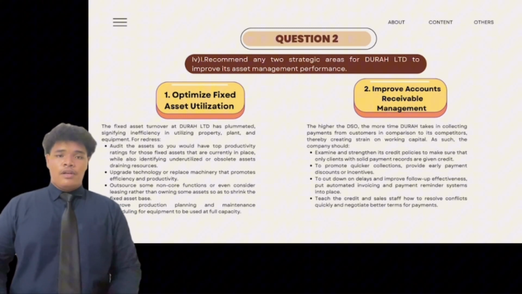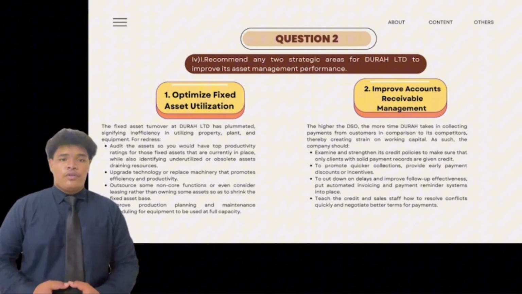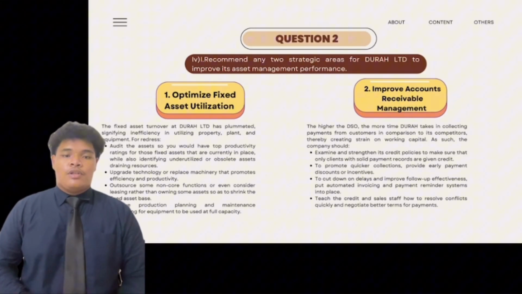In conclusion, this strategy will not only improve internal efficiency but also help the company better compete with Ambon Co and Flexwell Corp in the long run.